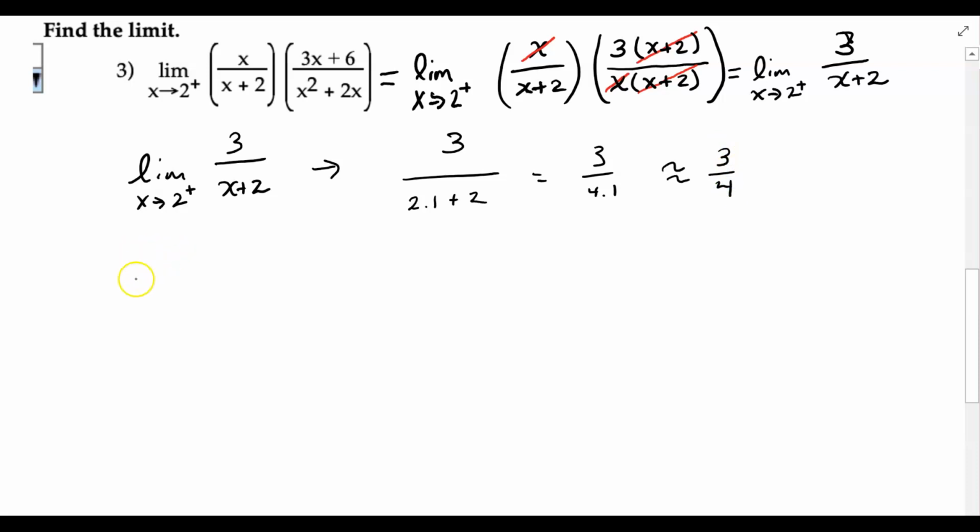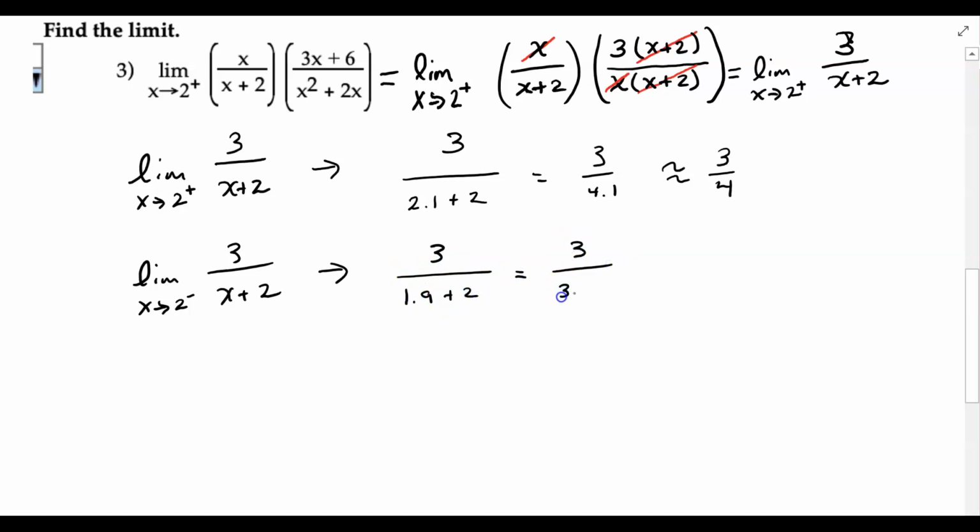Okay, and I know it's not asking this, but I'm just tossing this in there for extra practice. What if we were approaching it from the left? Well, we might plug in something like 1.9. But that's still something like 3 over 3.9, which is still approximately 3/4. So the limit in general would exist, it's 3/4, but when we're just talking about the one-sided limit, the right-hand side limit, we get 3/4. So that's actually the answer for this problem.